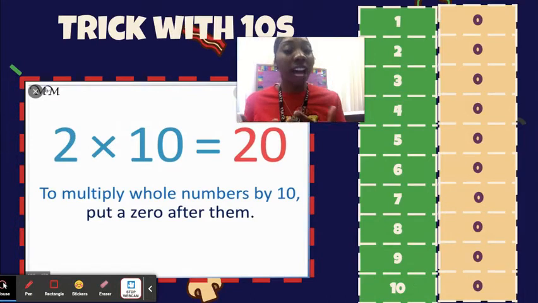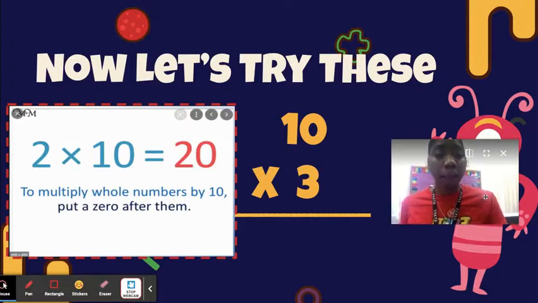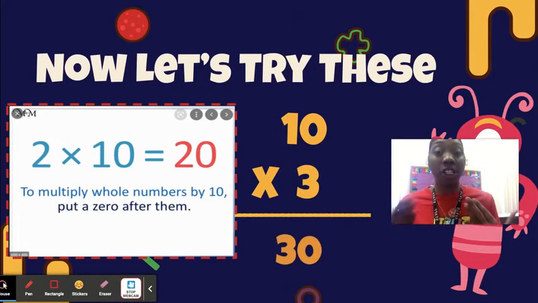So now that we learned this strategy, I'm putting you to the test. Now Miss Dennis is going to give you some tens times multiplication facts, and I want to know how quickly you know your tens times tables. Here we go. Let's look at the first one together. Can you tell me what is 10 times 3? Excellent. 30. 10 times 3 is 30. Because remember, all we do is put a 0 after the whole number.